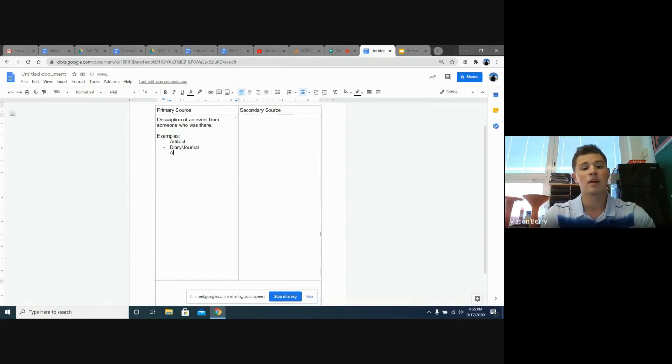Next is kind of going along with the diary journal, but a little bit longer. It is an autobiography. Autobiographies are stories that people write about themselves to tell others about their lives. And because that person was actually there to experience their life, this is a primary source. The difference between journals and autobiographies is autobiographies usually capture an entire person's life, whereas journal entries usually capture 1 or 2 days at a time, maybe a week.